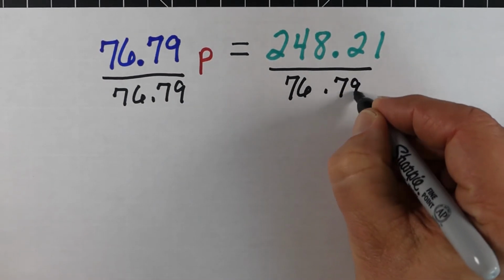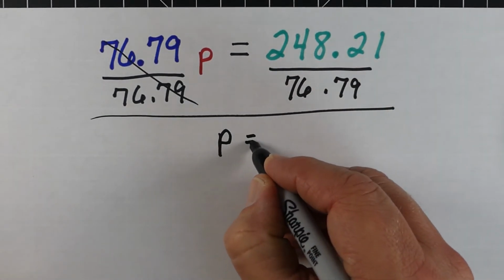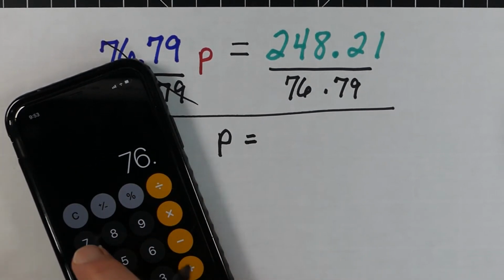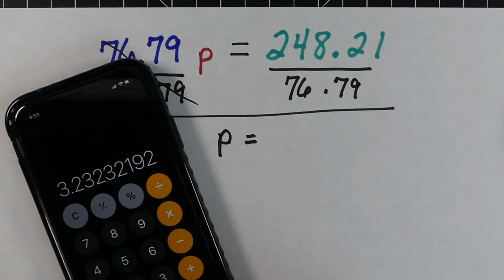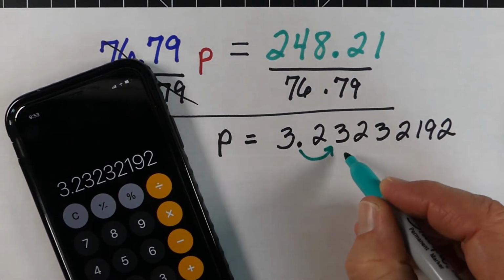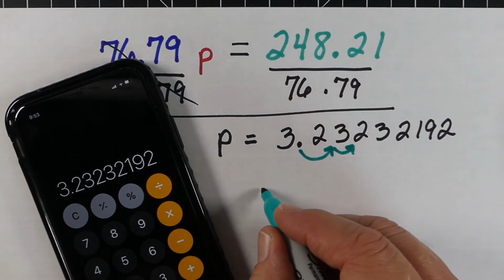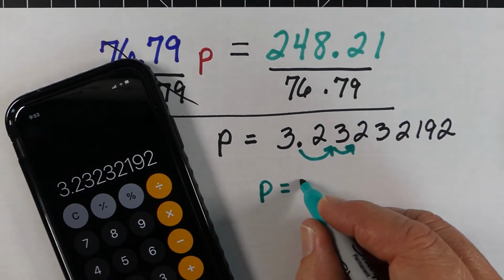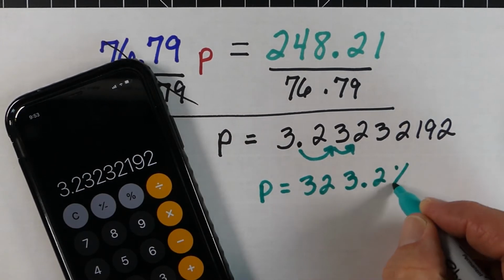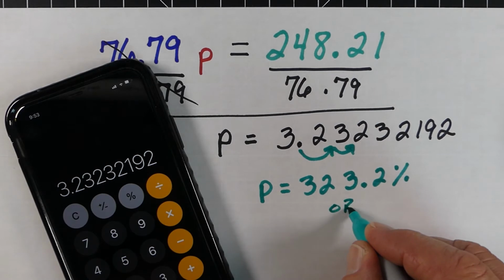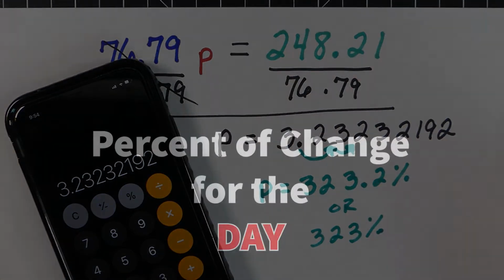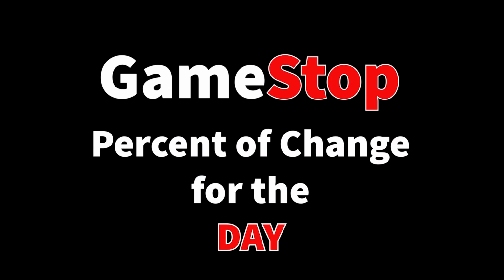The $248.21 is the amount changed, so we divide both sides by $76.79. On the right side, when we divide that, we end up getting this decimal of 3.23, and it carries on for a while. Again, multiply it by 100, and it's going to turn into 323.2% if we want to go to the 10th spot. If we just want to go to a whole number, it would just be 323%.